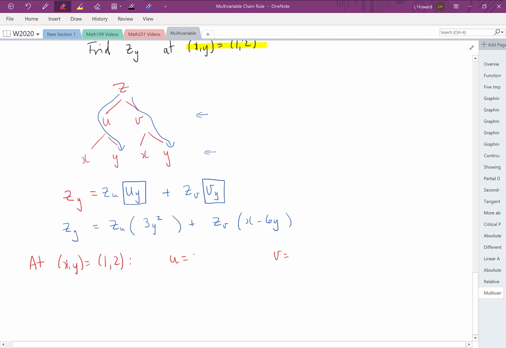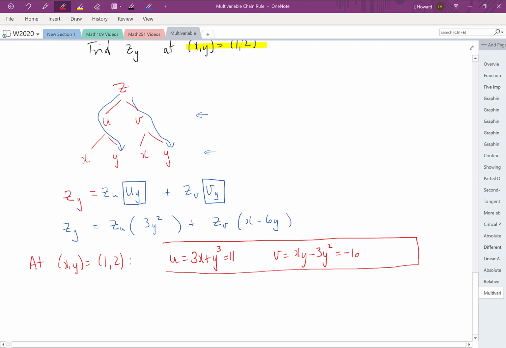Remember, we were told u is equal to 3x plus y cubed. So if we sub in our x and y values, yep, we get 11. And v was equal to xy minus 3y squared. Subbing in our x and y values, that looks like 2 minus 12, so that's negative 10. All of this is just to say that the point (x, y) equals (1, 2) corresponds to the point (u, v) equals (11, -10).